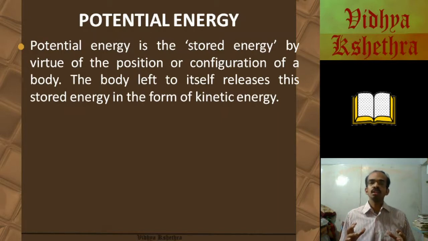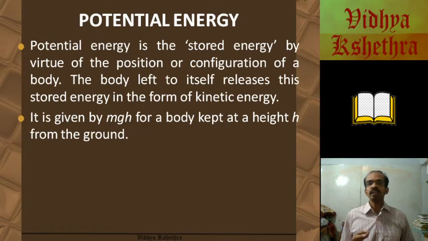For example, the dams used to produce electricity in hydroelectric projects use the potential energy of the stored water. And when the stored water is released, this potential energy is converted to kinetic energy, which is used to rotate the turbines to generate electricity. Similarly, there is potential energy stored in a compressed spring. When the spring is released, it is converted to kinetic energy.